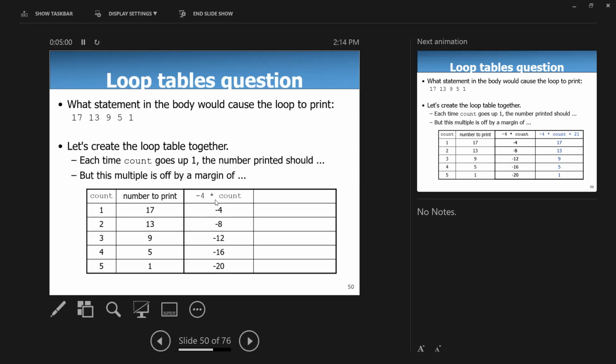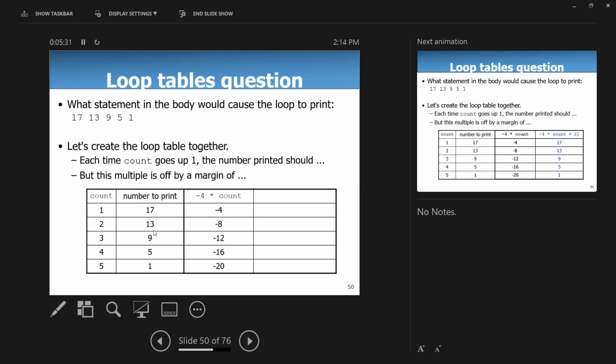Now, what will you add to this -4 to get 17? Because you cannot subtract anything from -4 to get 17; 17 is a positive number. It means we have to add something to this -4 that will bring us to 17. So what do I add to -4 to get 17? 21. If I add 21 to -4, am I getting 17?